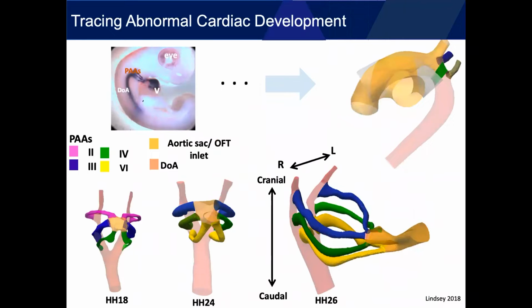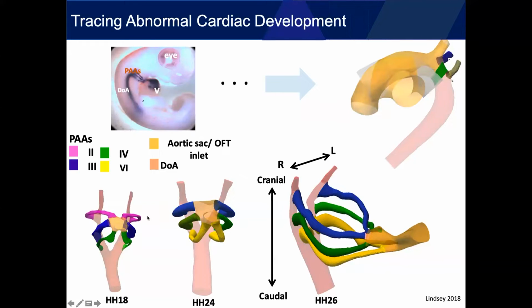And what you can see from the nano CT scans are how the frontal arch arteries actually evolve and develop. And so during development, there are 6 pairs of these frontal arch arteries, which will sequentially emerge, remodel, and then disappear. And eventually they'll form the great vessels. So they'll form the aortic arch and all of its derivatives.